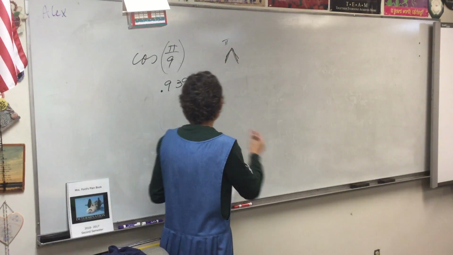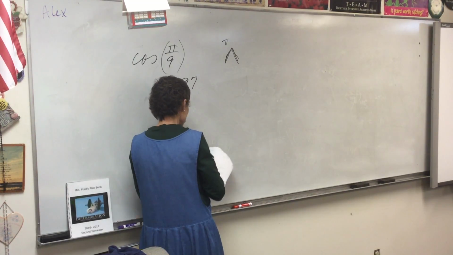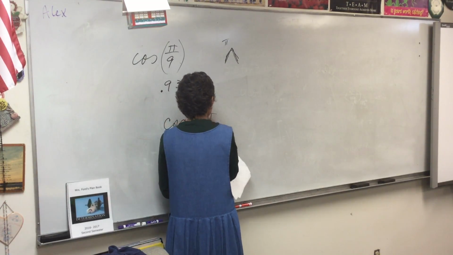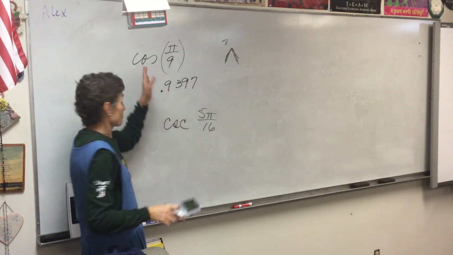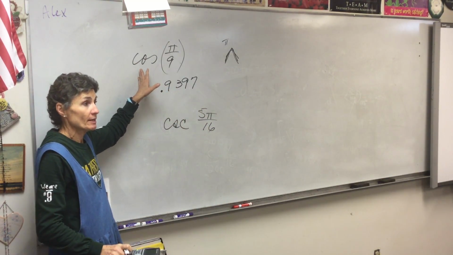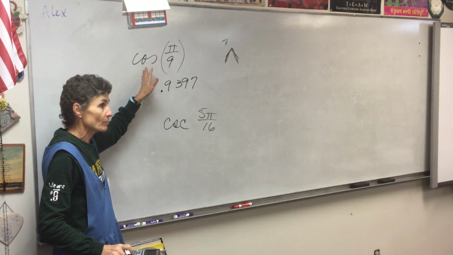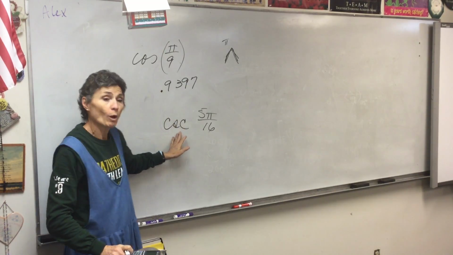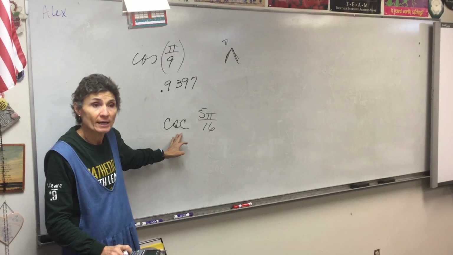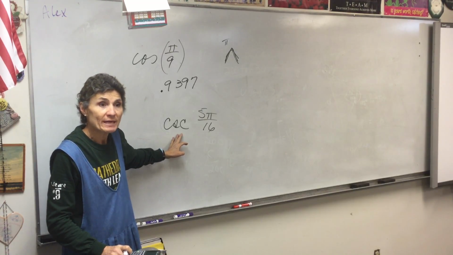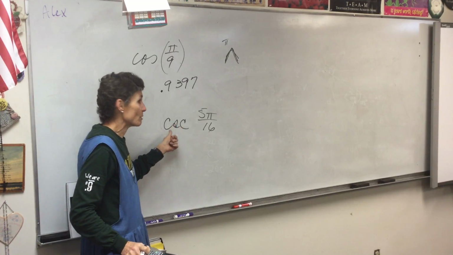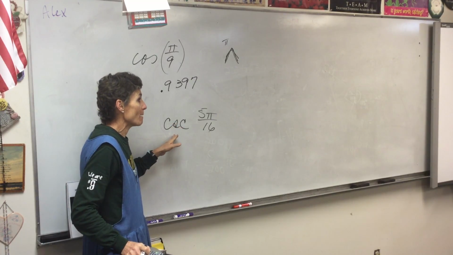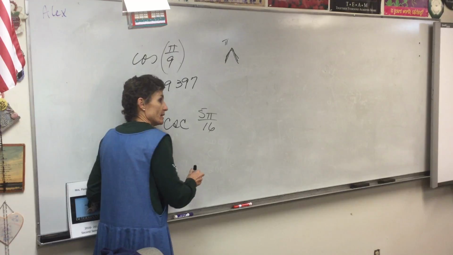All right, D, here we go. D says, let's find the cosecant of 5 pi over 16. Now, in this problem, what was the very first thing you did? You pressed cosine, right? Wouldn't it be awesome if we could press cosecant? But we can't. So we have to remember what cosecant is. We don't have that button. So we have to remember what it is. What is cosecant?